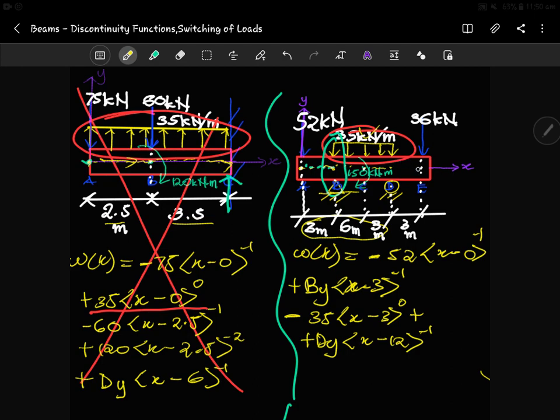Then we move on till we get here. In actual sense, we've dealt with this one, the distributed load, but I'll come back to it. The next one we have is this. It's pointing down, so that is minus, and then you have 36 in bracket x minus where does it start? It starts at the end, which is 12 plus 3, that makes it 15. It's a point load, so the exponent is minus 1. But then there's a problem with the distributed load.